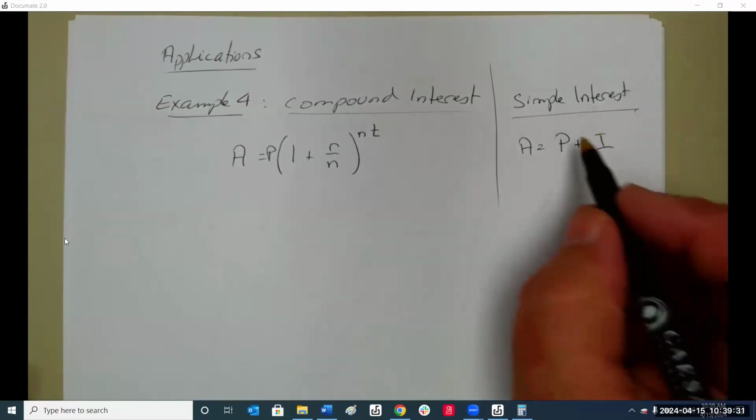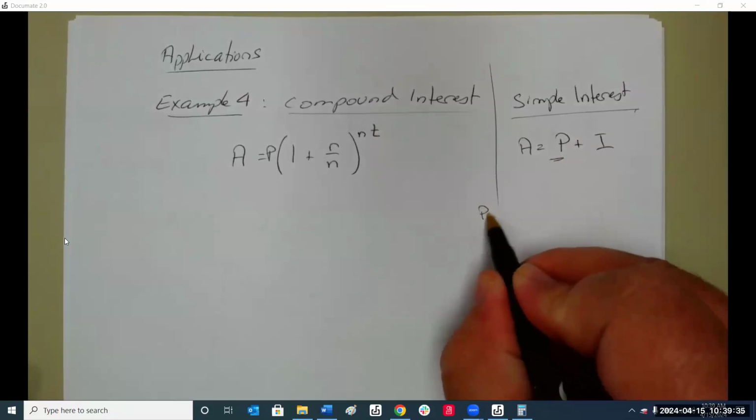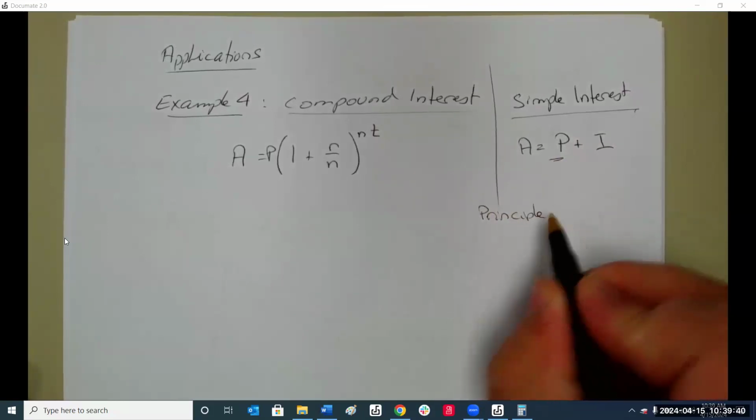But anyway, simple interest is just that. You borrow, P is the principal. That's the amount borrowed.